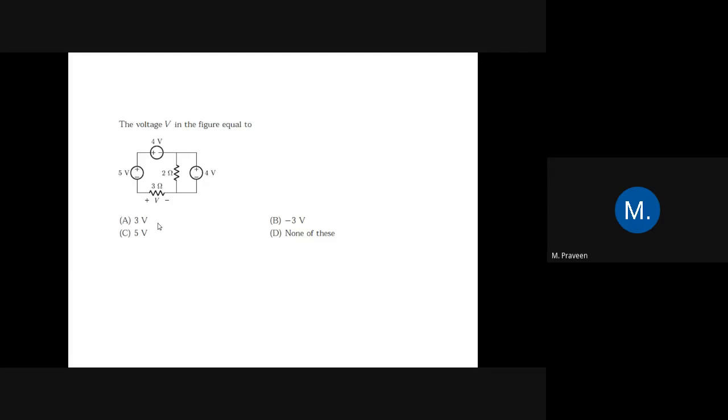So first we have to know the voltage across the 2 ohm resistance. That is important. Only if you know the voltage across the 2 ohm resistance can we find the voltage across this 3 ohm resistance. So here it is 4 volts. This 4 volt is going to be the voltage across the 2 ohm resistance.